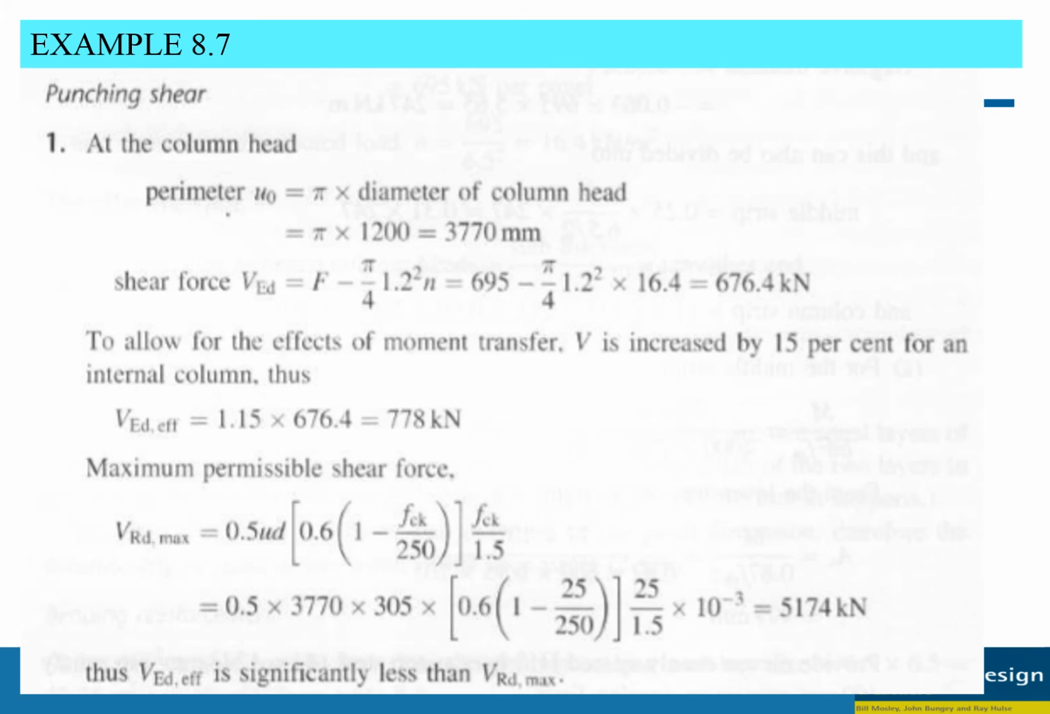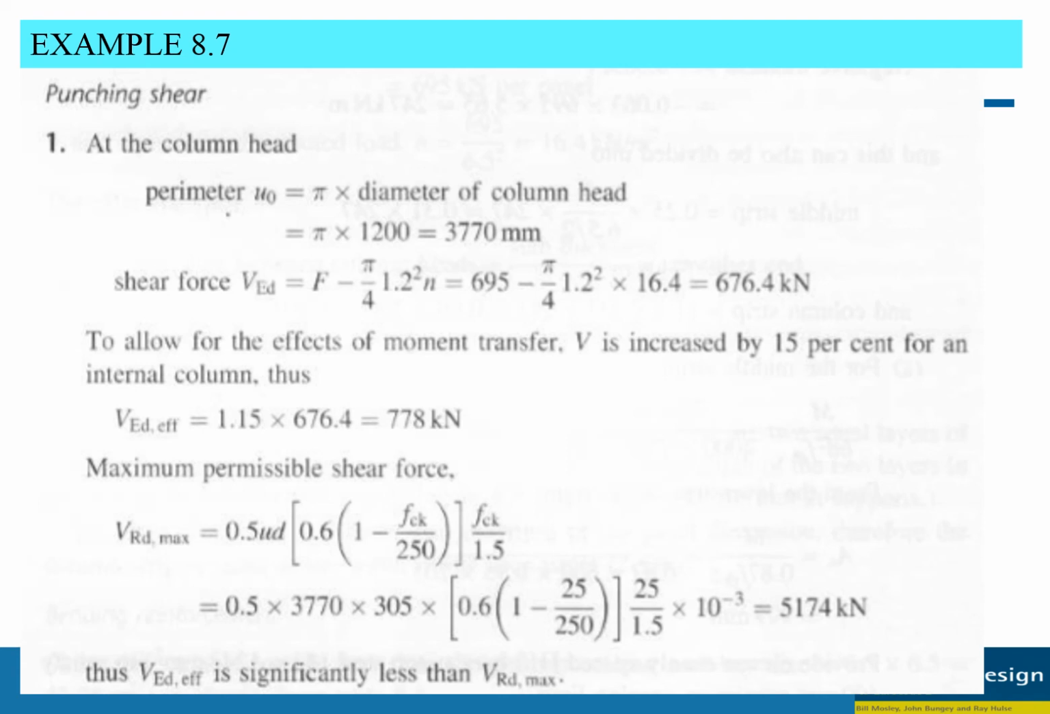You can see that this value is lower compared to the 695. Why? Because if you imagine the shear force diagram, the shear force at the support is higher compared to the shear force at a distance of D from the face of the column. In this case, this is the shear force at the perimeter of the column head, 676.4 kilonewton. To allow for the effect of moment transfer, we need to increase the value of V by 15%. So VEd is 1.15 multiplied by 676.4 kilonewton, giving 778 kilonewton that needs to be resisted by the slab.